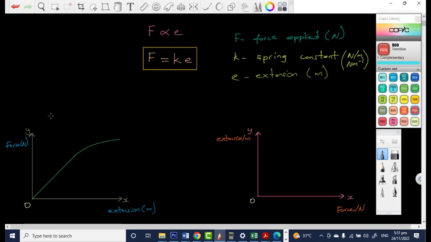So let me just make a note. This is force versus extension. So this is a graph of force versus extension, and we get this characteristic graph for force versus extension when we plot a graph of force against extension and we exceed the proportional limit. Okay?